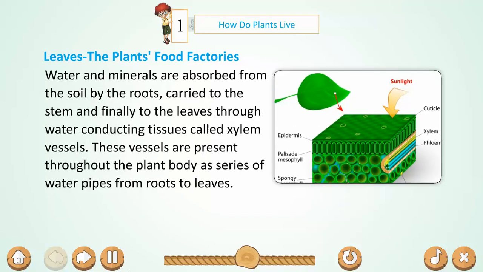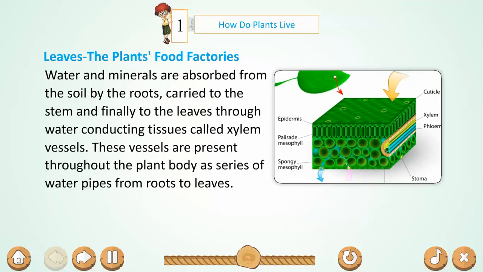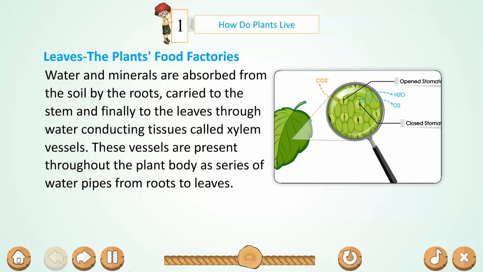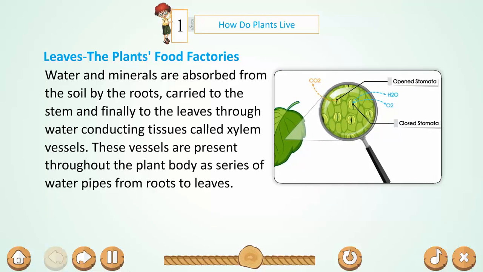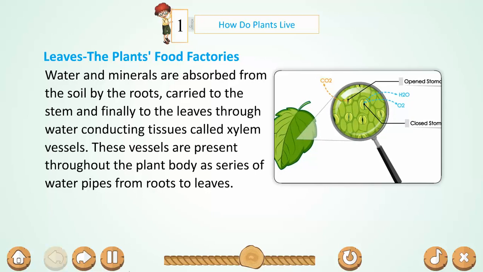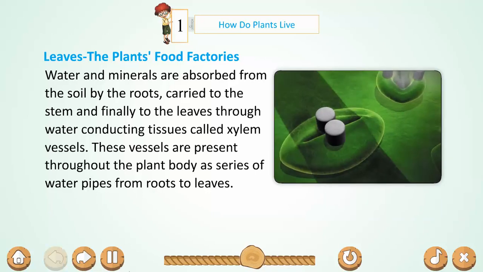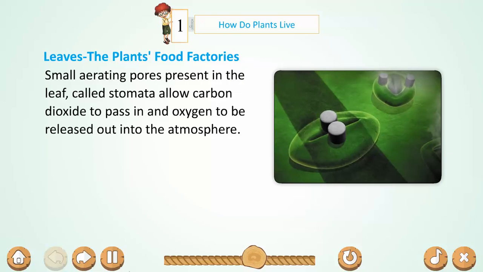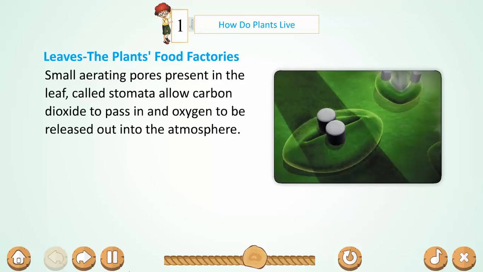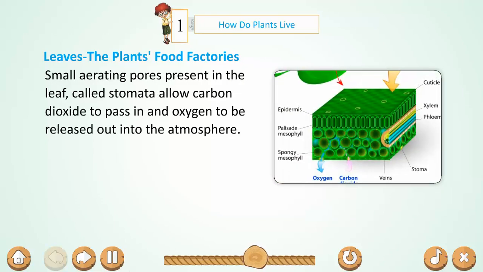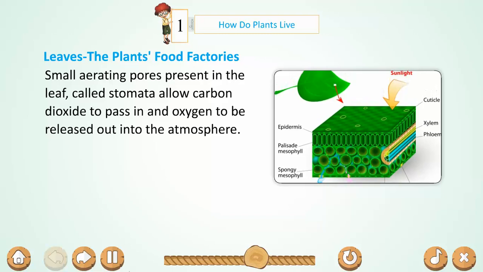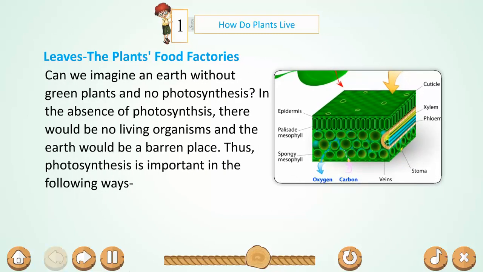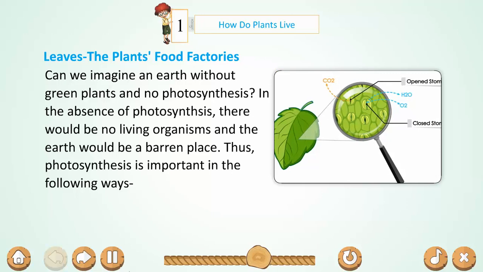Water and minerals are absorbed from the soil by the roots, carried to the stem and finally to the leaves through water-conducting tissues called xylem vessels. These vessels are present throughout the plant body as a series of water pipes from root to leaves. Small aerating pores present in the leaf, called stomata, allow carbon dioxide to pass in and oxygen to be released out into the atmosphere. Can we imagine an earth without green plants and no photosynthesis?